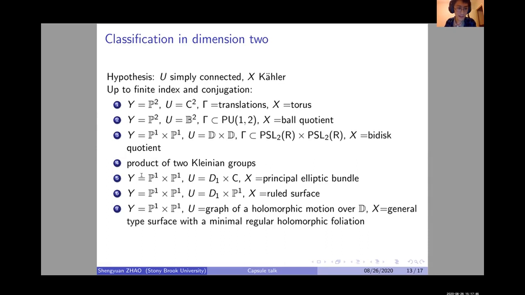Okay. And the fifth case, the domain is a product domain. It's a product of D1 with C, where D1 is a component for some one-dimensional Kleinian group. Okay, and in the sixth case, the domain is also a product where the first factor is a component for some one-dimensional Kleinian group. And the fifth and the sixth case, it's like a twisted product. So the quotients are some fibrations, actually fiber bundles.